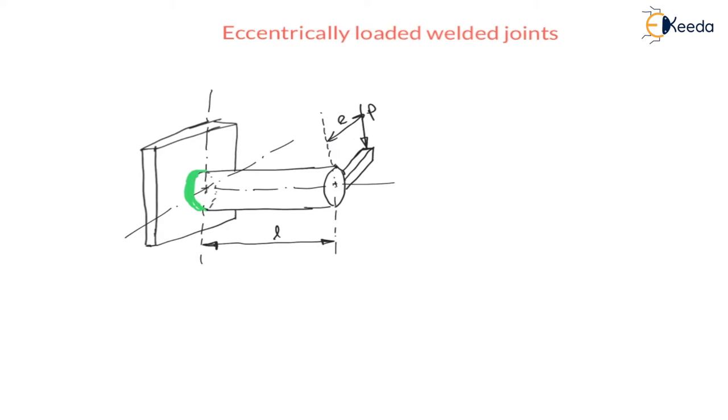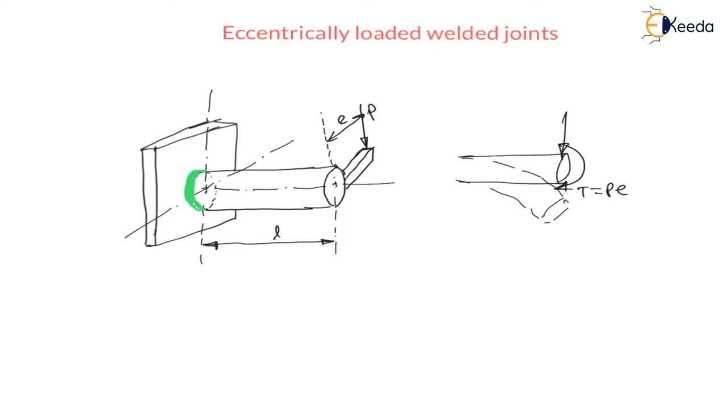Now can you just imagine, this force P will rotate this element as well as bend this element. This force P into E, because of this extra link, is acting as a torque on this pipe. There will be a torque which is nothing but P into E, as well as this P will bend this element. The bending moment is nothing but P into L.